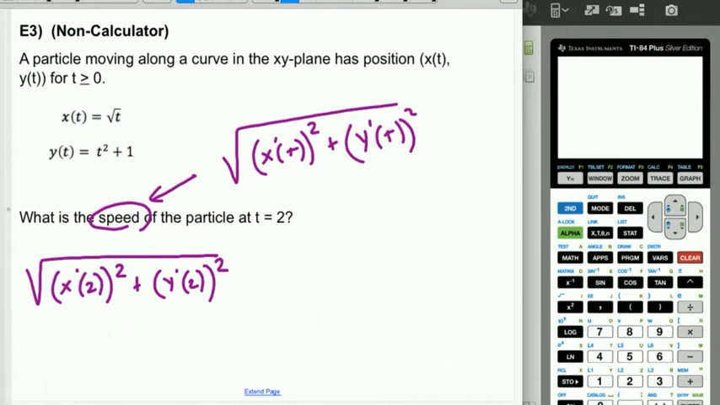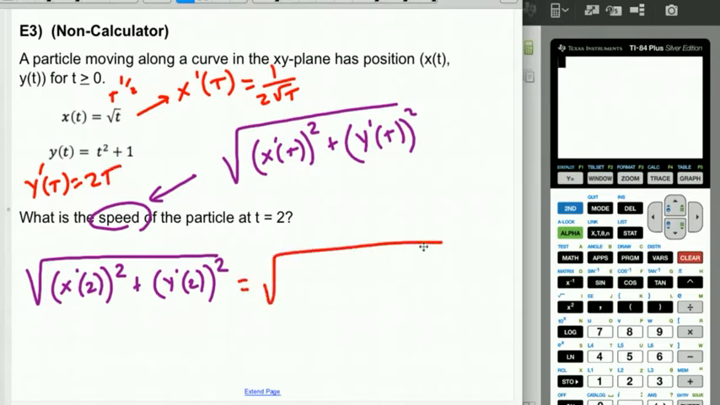So I need to go ahead and find x prime of t. The derivative of t to the 1/2 should be 1/2 t to the negative 1/2, or as we've seen it a bunch of times, 1 over 2 root t. Y prime of t should just be a 2t. So now that I know those, I say, okay, cool. This is if I want x prime of 2, right? So x prime of 2 should be a 1 over 2 root 2, and y prime of 2 should be a 2 times 2 or a 4, right?